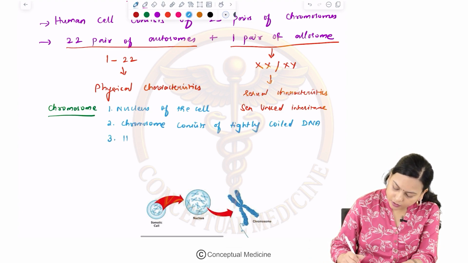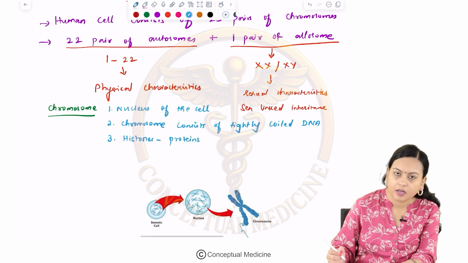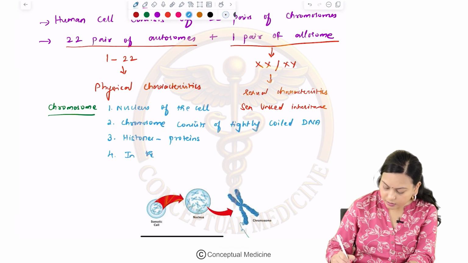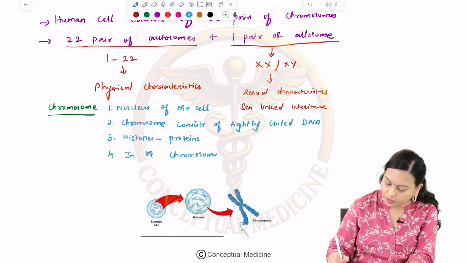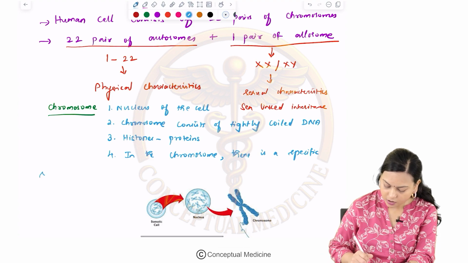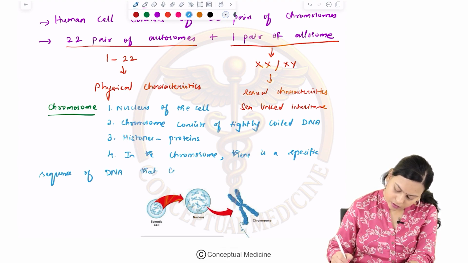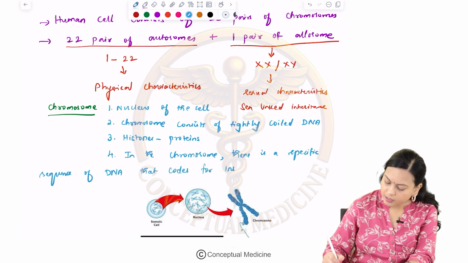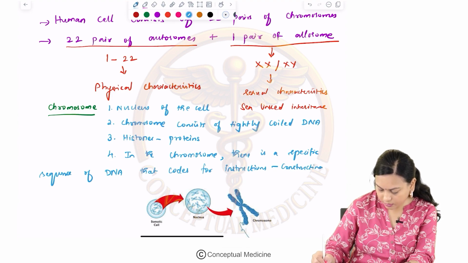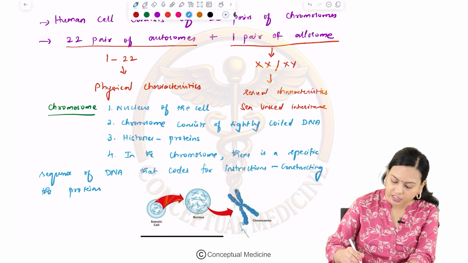This DNA is bound around proteins called histones, and in the chromosome there is a specific sequence of DNA that codes for some instructions for constructing the proteins, okay. Now tell me what it is. Yes, it is a gene, okay.